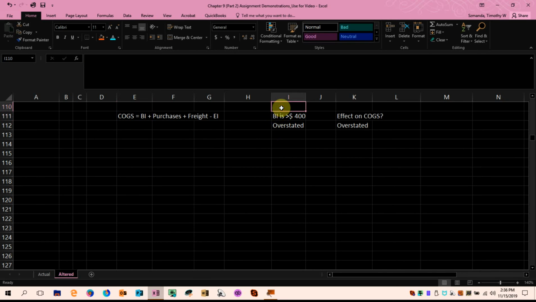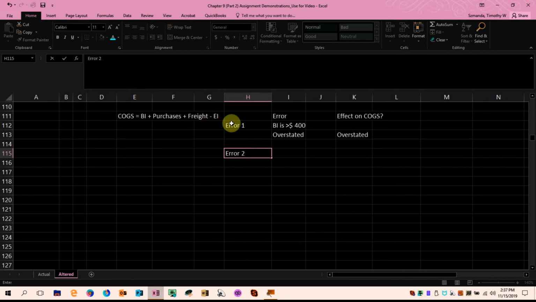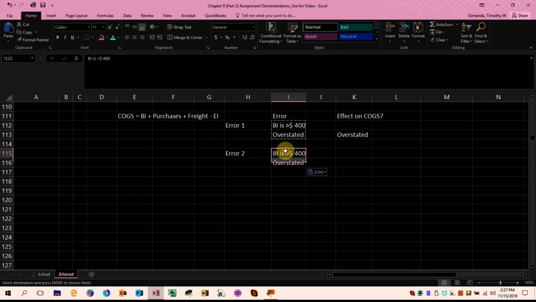So this will be error 1. Error 2, let's state that we now have an overstatement of ending inventory. Ending inventory is now overstated, not beginning inventory. So I'm going to change this to ending inventory is overstated by $400. What effect will that have on cost of goods sold?